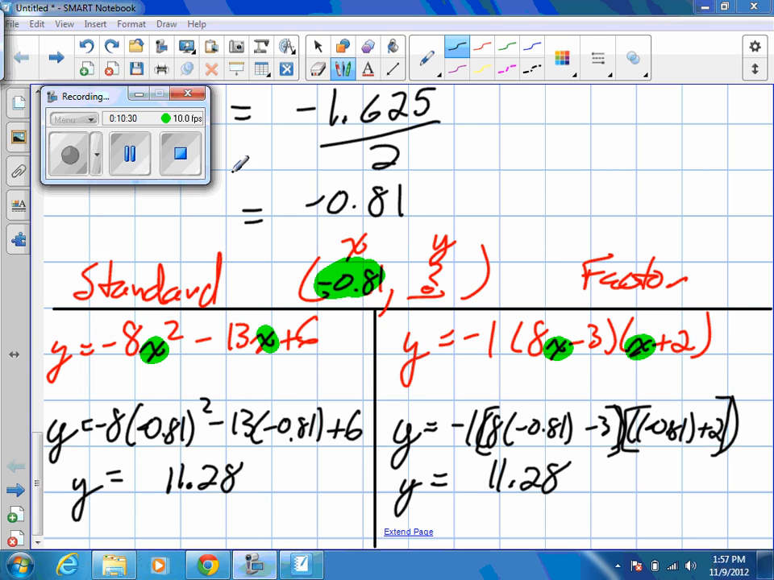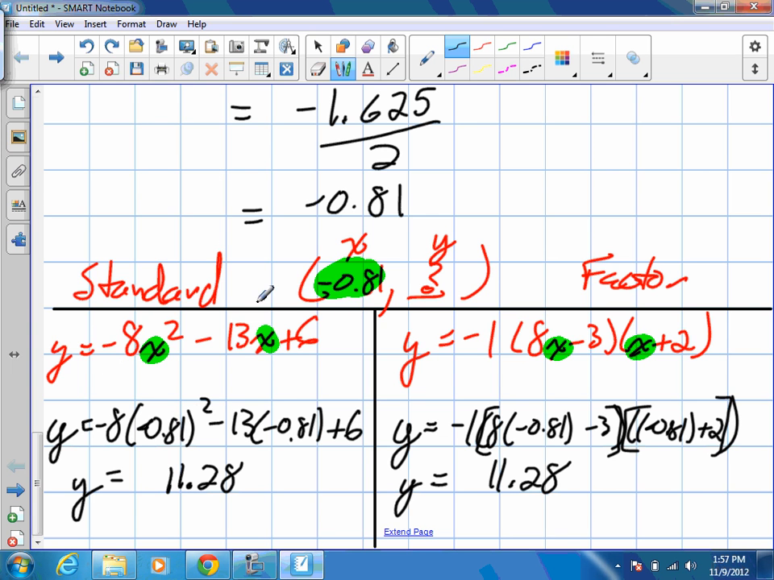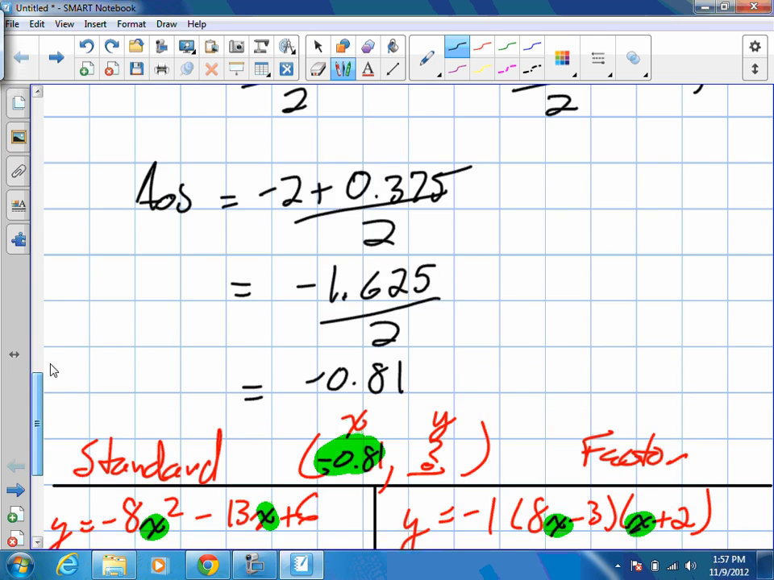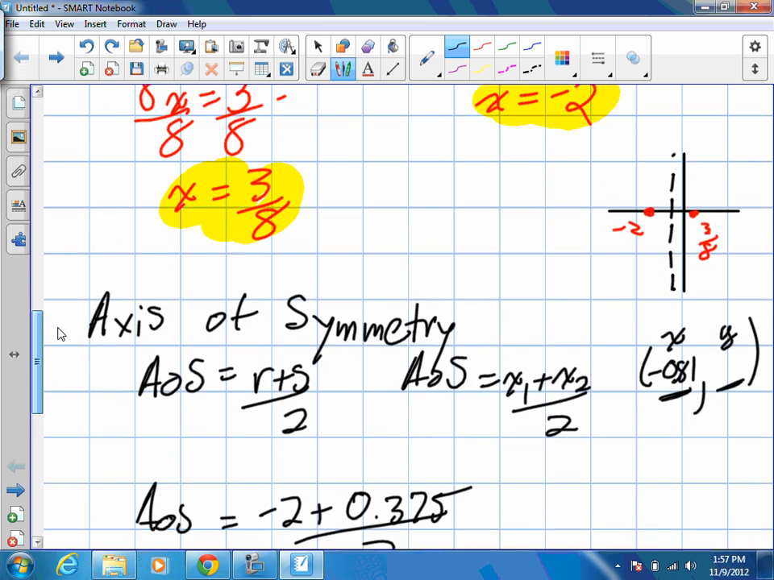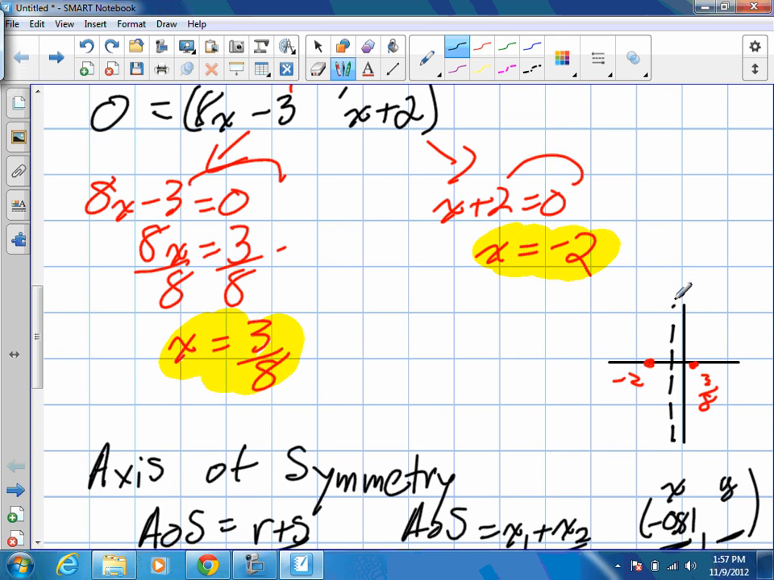So what that means is 11.28, well, that is way up here. So the vertex is at negative 0.81 and 11.28. In other words, our parabola goes through this x-intercept, hits this vertex, and comes back down to this x-intercept. You can now make rough sketches of any parabola using the factored form.